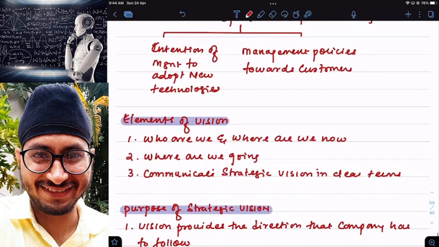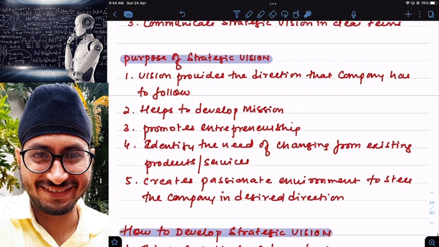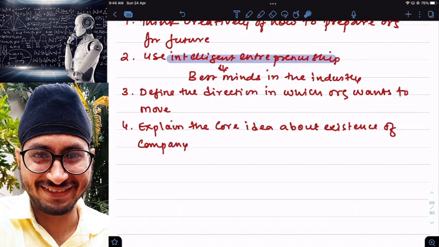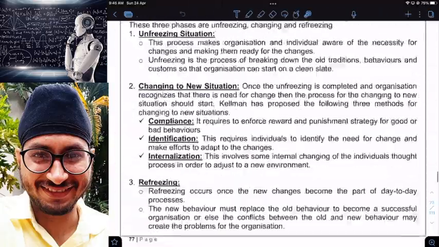So point number one, what is vision, sir? Vision is something about your future, not your present. If you're talking about your present, then it is mission. When you're talking about your future, then it comes under vision. Now, since this is the concept of vision, coming back to our material, that is chapter number 3.